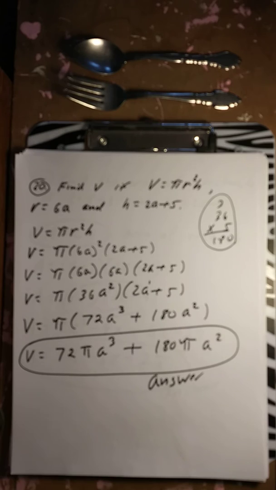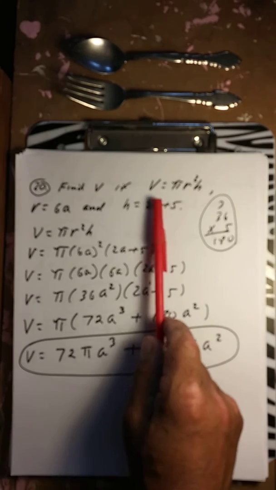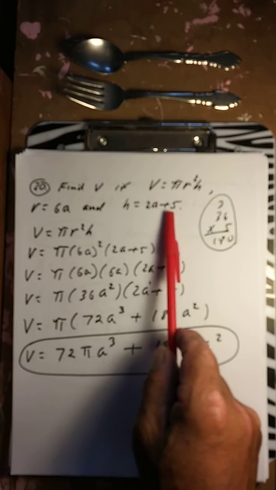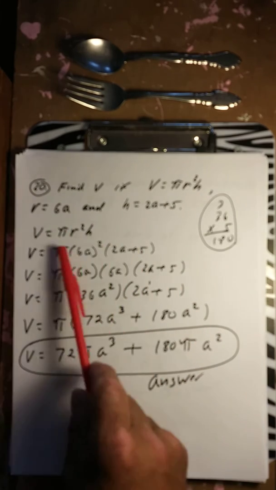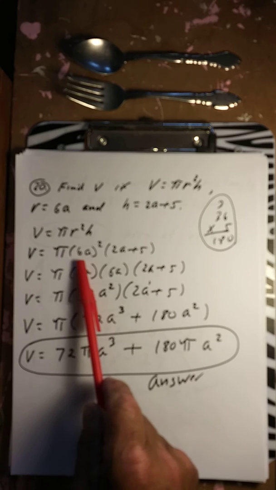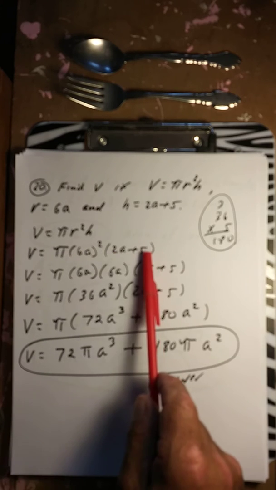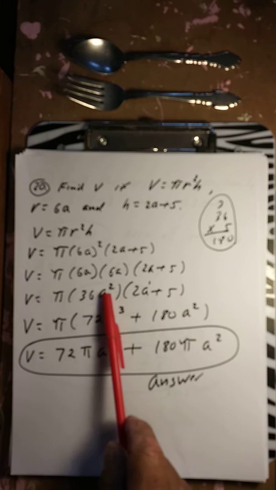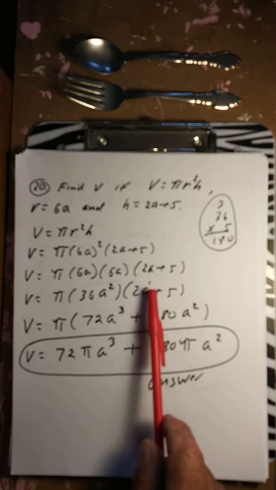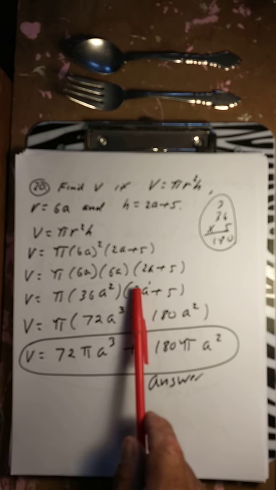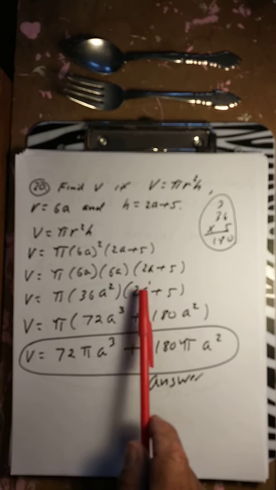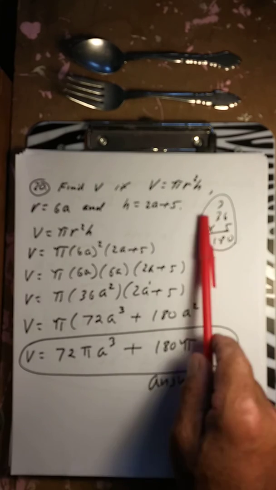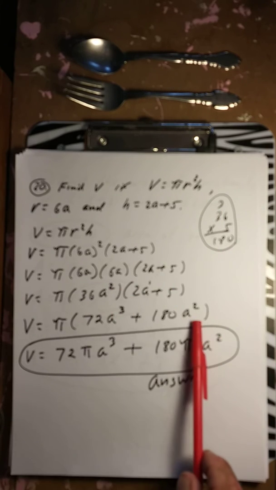Find v if v equals pi r squared h, where r is 6a and h is 2a plus 5. Let's substitute these into the formula. V equals pi times 6a squared times 2a plus 5. 6a squared means 6a times 6a, which is 36a squared, times 2a to the 1 power plus 5. So 36 times 2 is 72. A to the 2 times a to the 1 is a to the 3. 36 times 5 is 180, and a to the second is just a to the second.